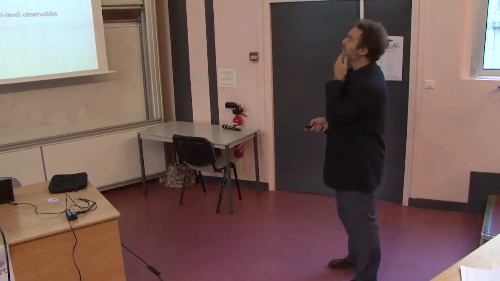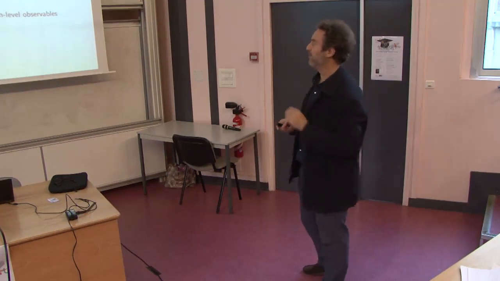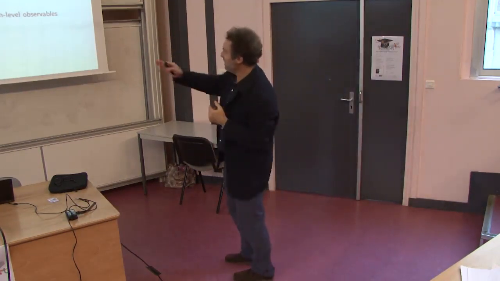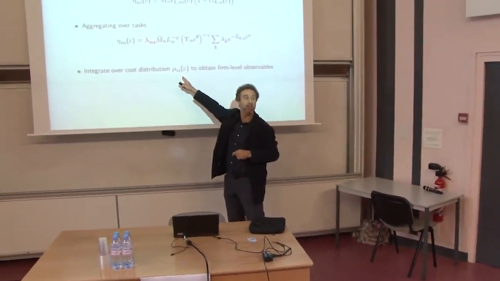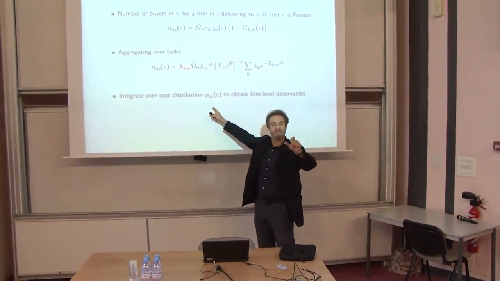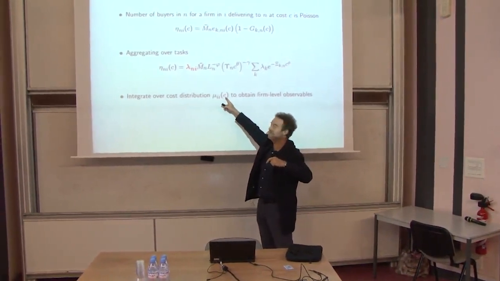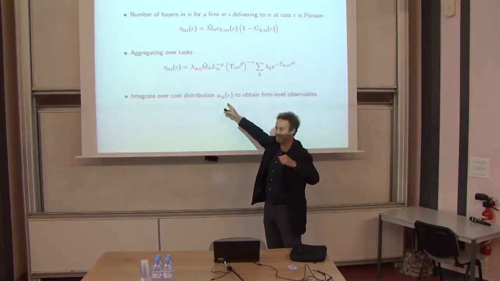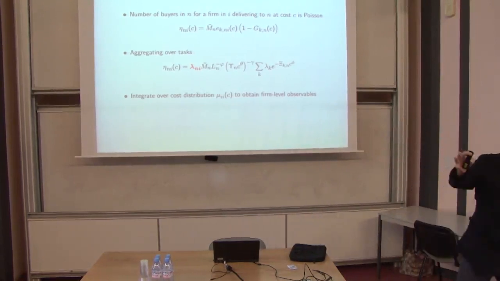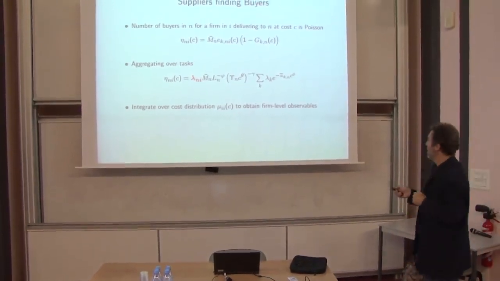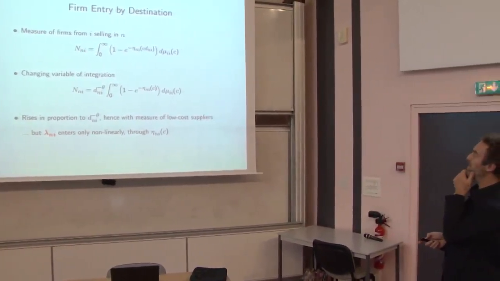So these are things that we're going to use to compute our micro implications and to confront theory with data. Okay, so we aggregate over tasks. We integrate over the cost distribution of those firms from I that can attain any cost. So if you have mu_I(c), you just multiply by d_ni, so mu_ni(c) is in fact mu_I(d_ni c). You just multiply because the trade cost enters linearly here. And that gives you expressions for the measure of firms from I selling in N.